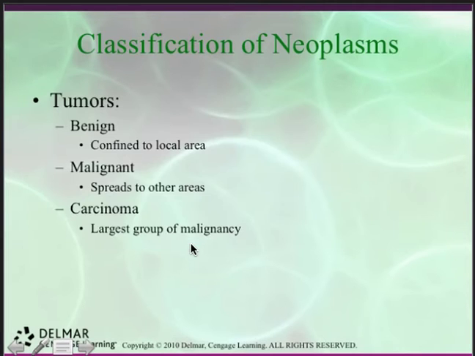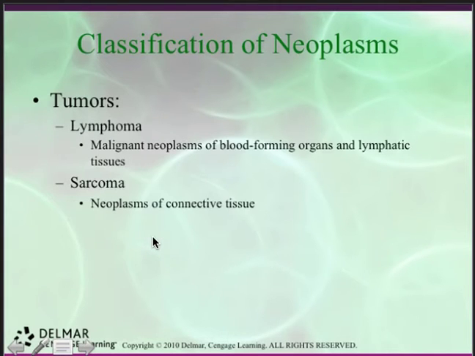So let's talk about tumors for a minute. Tumors can be benign, meaning they're confined to a local area, or malignant, meaning they have the ability to spread from their original location. Carcinomas represent the largest group of malignancies to which we can refer. Lymphomas are malignant neoplasms of blood-forming organs and lymphatic tissues, while sarcomas are neoplasms that come from connective tissue.